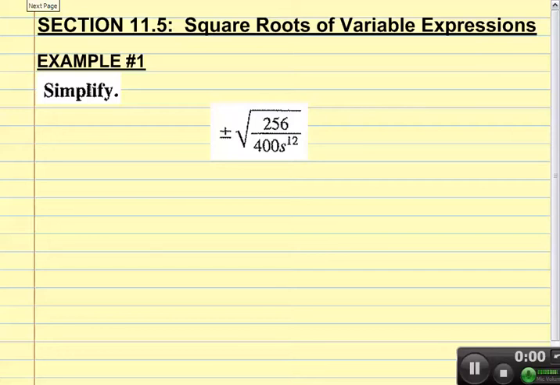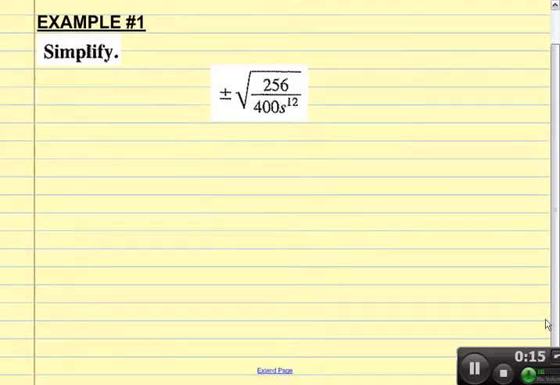Roots of variable expressions. You know, it's not really that hard. It's not that different, okay? Let's look at example number 1. It says simplify here, okay? Now they want the positive and the negative, so I know that my answer is going to be plus or minus. I'll just write that over there right now. I know that they want both of those, okay?